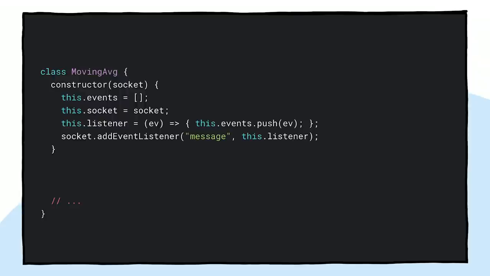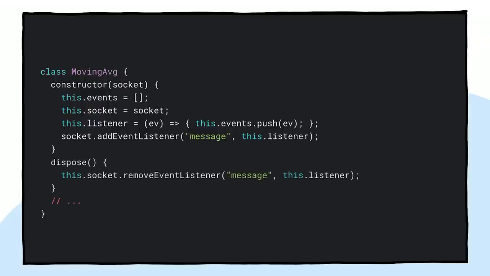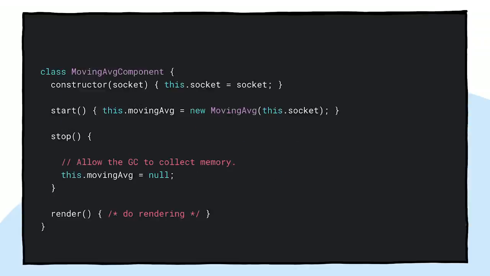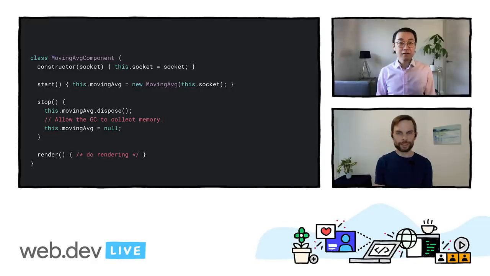To deal with this, folks often use what's called a disposable pattern, where I have a method called dispose that manually removes the event listener. And that's kind of annoying. To use that, before I null it out in the moving average component, I would have to remember to manually call .dispose. What is this, C++? You have to manually manage your memory? I thought the whole point of garbage collection was that you don't have to bother with that sort of stuff. Yeah, exactly. And it's so easy to forget too. And this is all because the event listeners can't be garbage collected until you manually remove them.